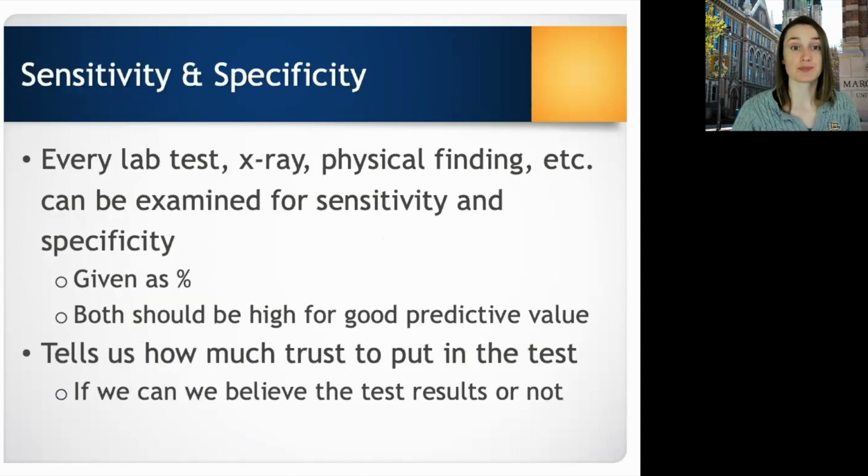A couple terms that I want to go over are sensitivity and specificity. Now, every lab test, x-ray, physical findings, things like that can be examined for sensitivity and specificity, and that is given as a percentage. Both sensitivity and specificity should be high in order to get a good predictive value. It tells us how much we should put trust into that test, if we can believe the results or not.